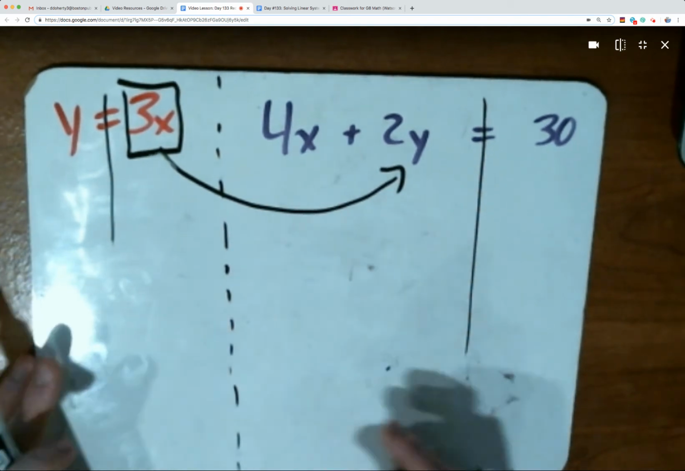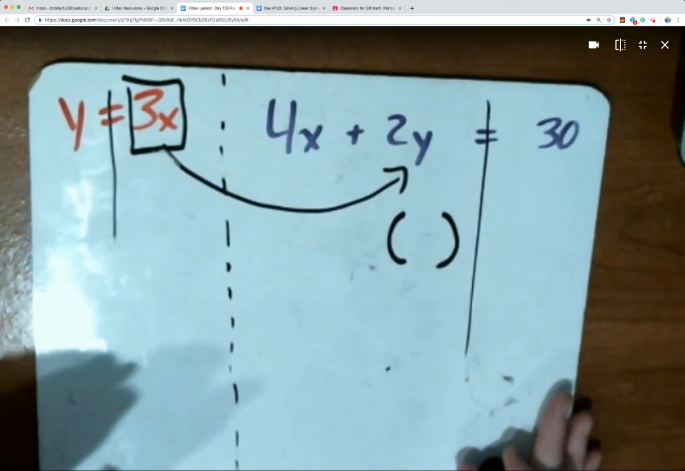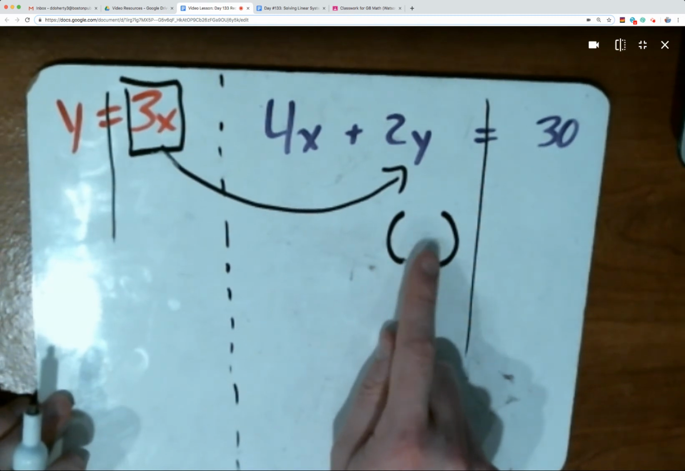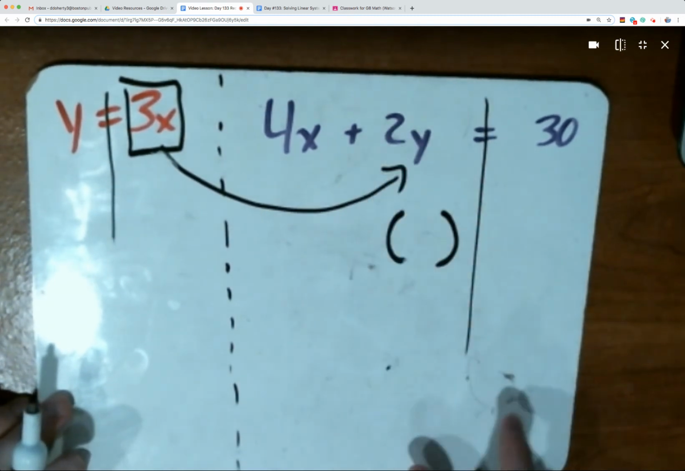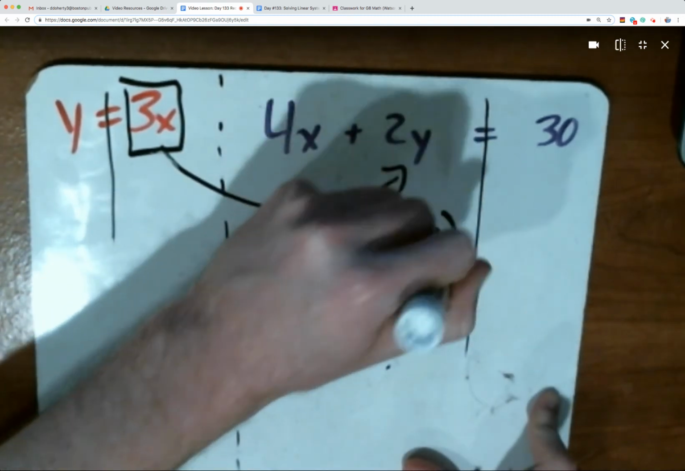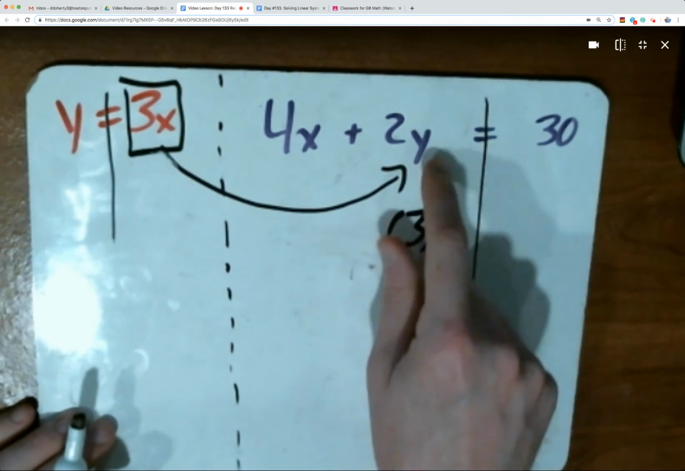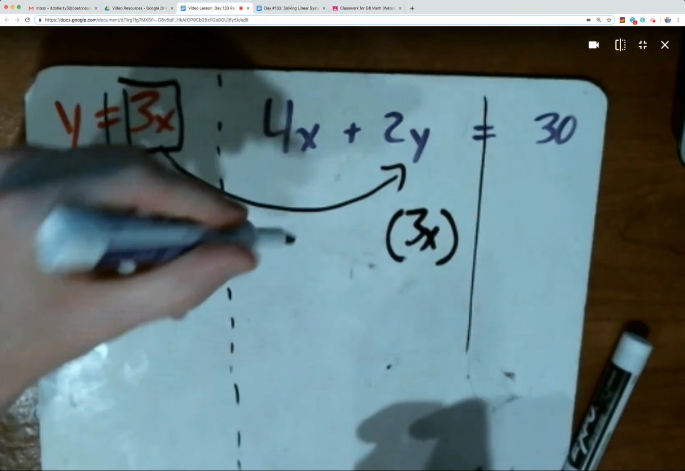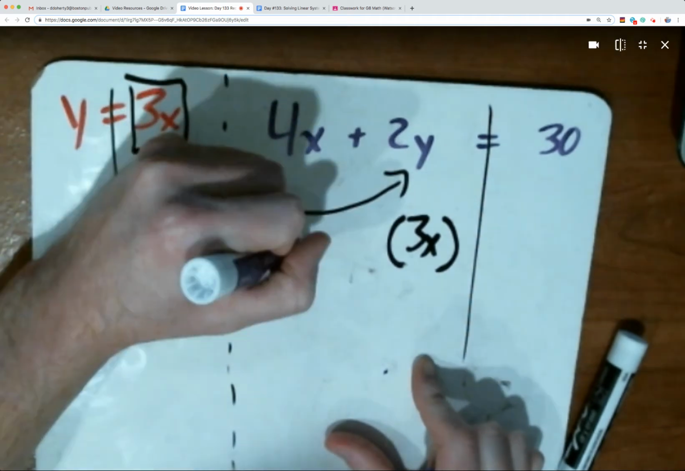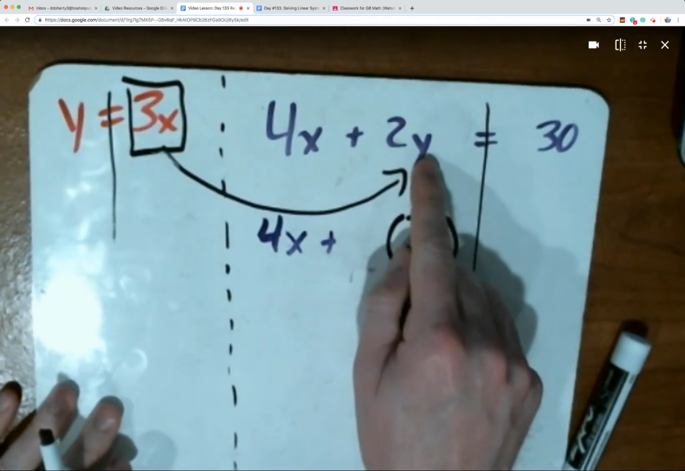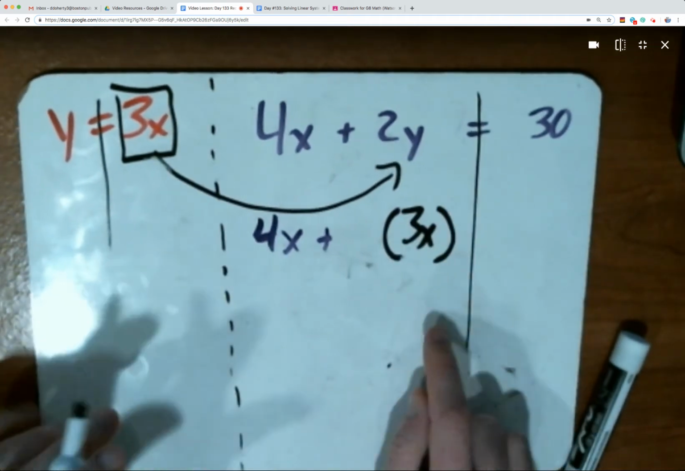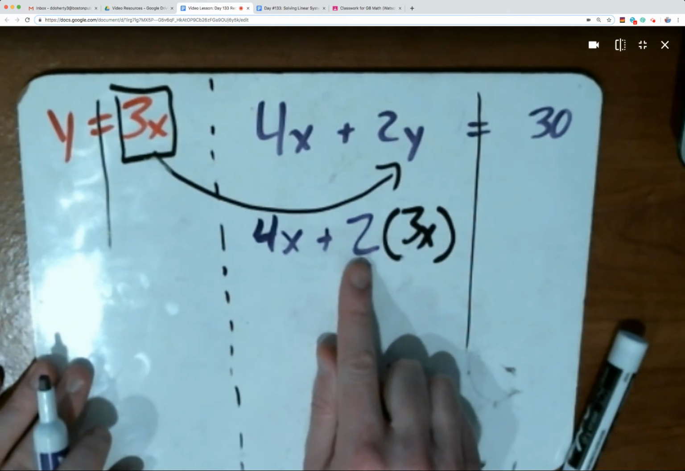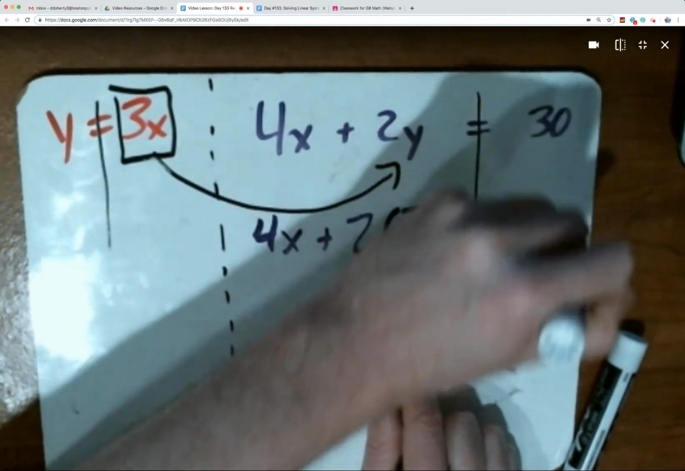So if I take this equation and the y, I'm going to use parentheses whenever I'm substituting. This is a complicated process. The parentheses help me know I'm multiplying and what's getting multiplied by the 2. 3x gets replaced, or plugged in, as Mr. Neville would say, for the y into this equation. The rest of the equation is going to be unchanged. We still have 4x, and it used to be 2 times y. We replace y with 3x, so that 3x still needs to have a coefficient or a multiplier of 2. All of that's still going to be equal to 30.